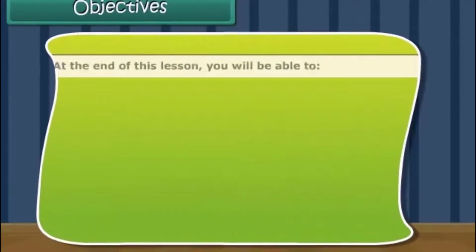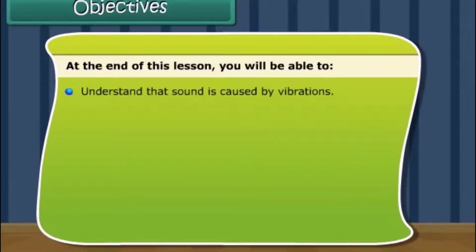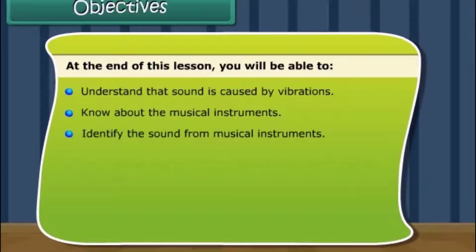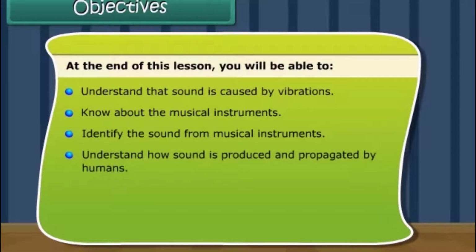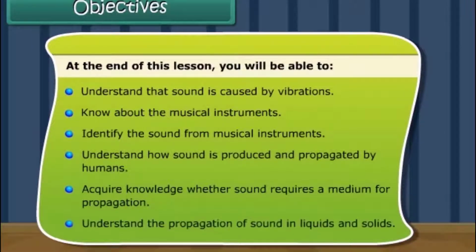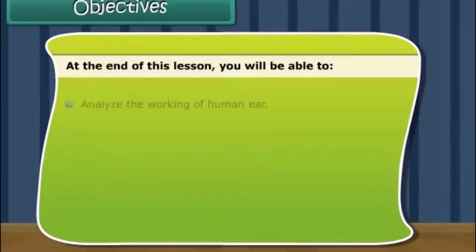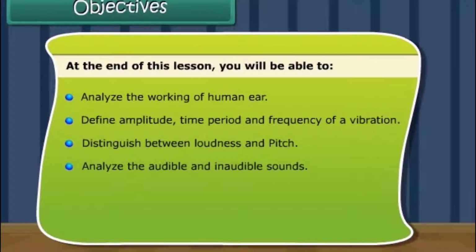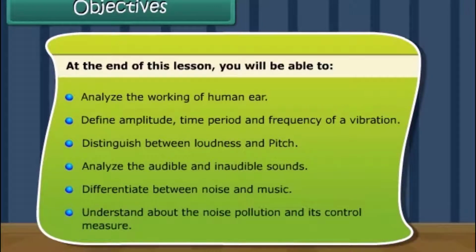Objectives. At the end of this lesson, you'll be able to understand that sound is caused by vibrations, know about the musical instruments, identify the sound from musical instruments, understand how sound is produced and propagated by humans, acquire knowledge where sound requires a medium for propagation, understand the propagation of sound in liquids and solids, analyze the working of the human ear, define amplitude, time period and frequency of a vibration, distinguish between loudness and pitch, analyze the audible and inaudible sounds, differentiate between noise and music, understand the noise pollution and its control measures.